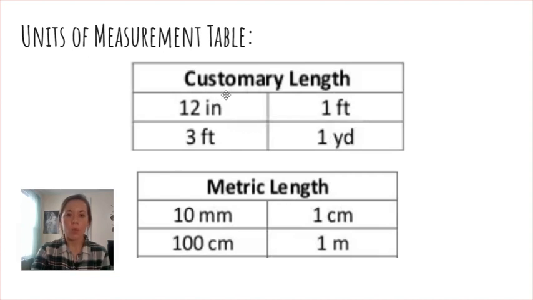Okay, and remember we learned that there are 12 inches in 1 foot. And then we figured out from the yardstick that there's 3 feet in 1 yard. All right, and then we also have the metric length or the metric system, and that was often seen on the meter stick as well, where we saw that 10 millimeters was equal to 1 centimeter. And then we also found out that there are 100 centimeters in 1 meter, right? There are 100 centimeters in 1 meter, which is why it's called the meter stick. All right. So just a quick review on the units of measurement. They're important to know. Let's move on.